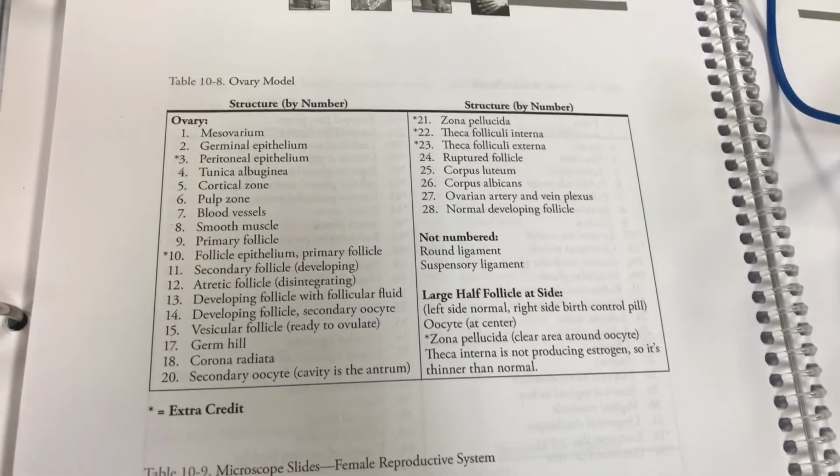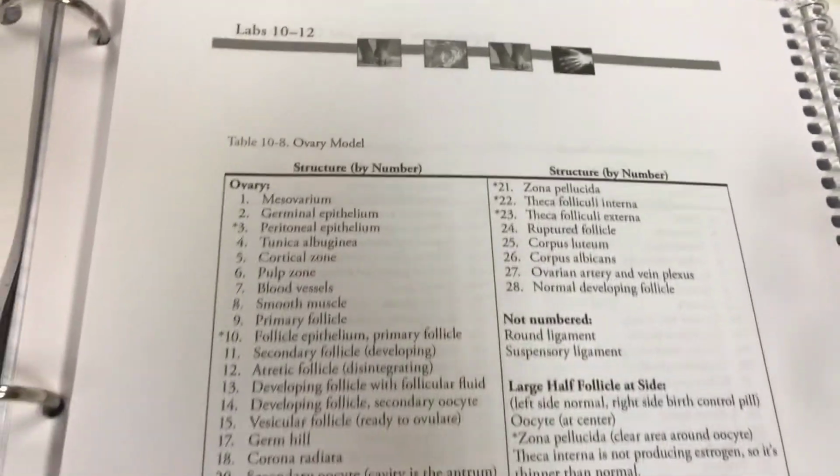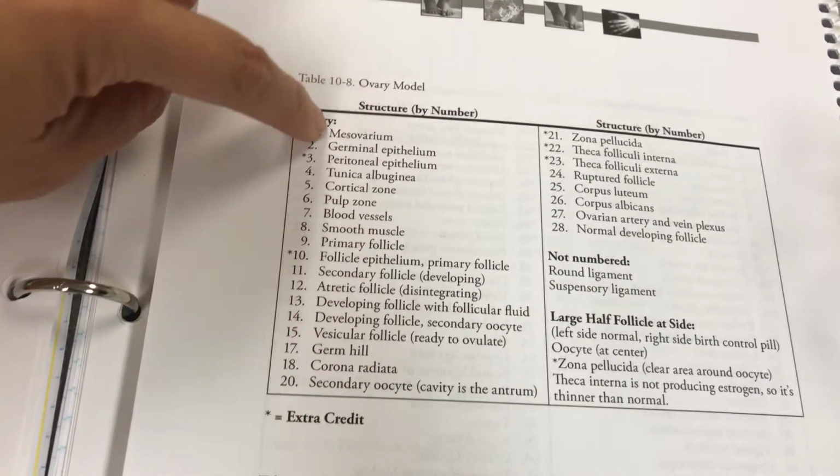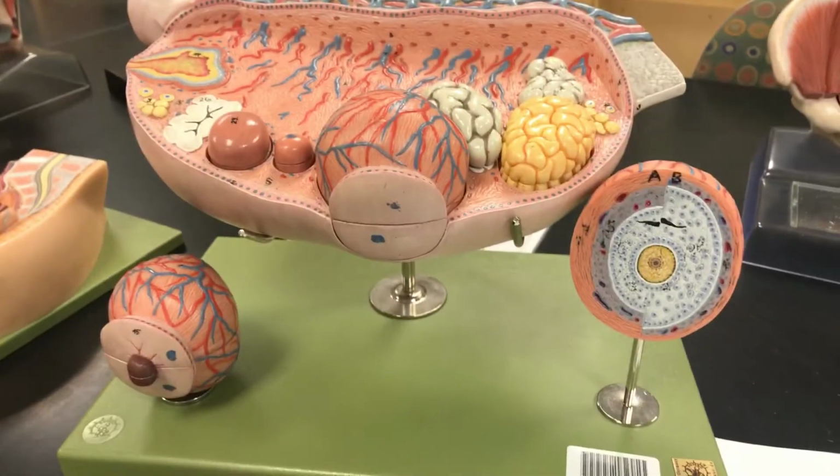Female reproductive system, the ovary model. Part 1, which will be this side of the list. And this is the ovary model.